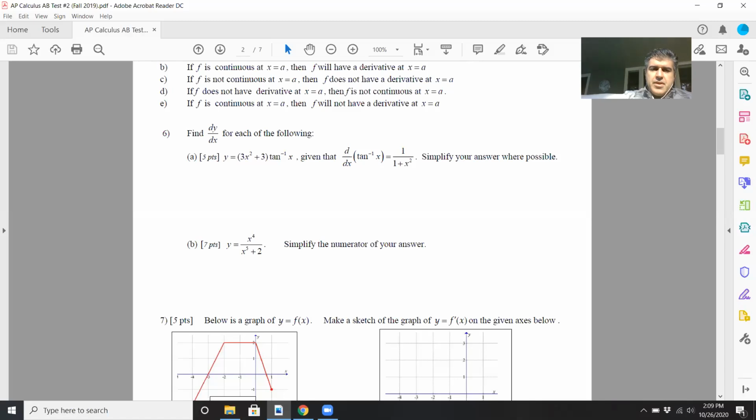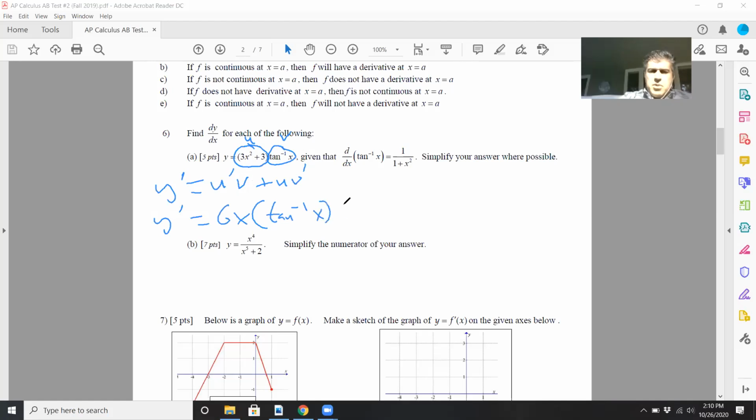All you do is do your product rule. So think of this as u and think of this as v. Remember, the derivative for product rule is u prime v plus u v prime. So u prime is easy. That's just 6x. And leave it multiplied to the other part kept intact, plus u kept intact, 3x squared plus 3, times the derivative of inverse tan, which is that. And that is your final answer.